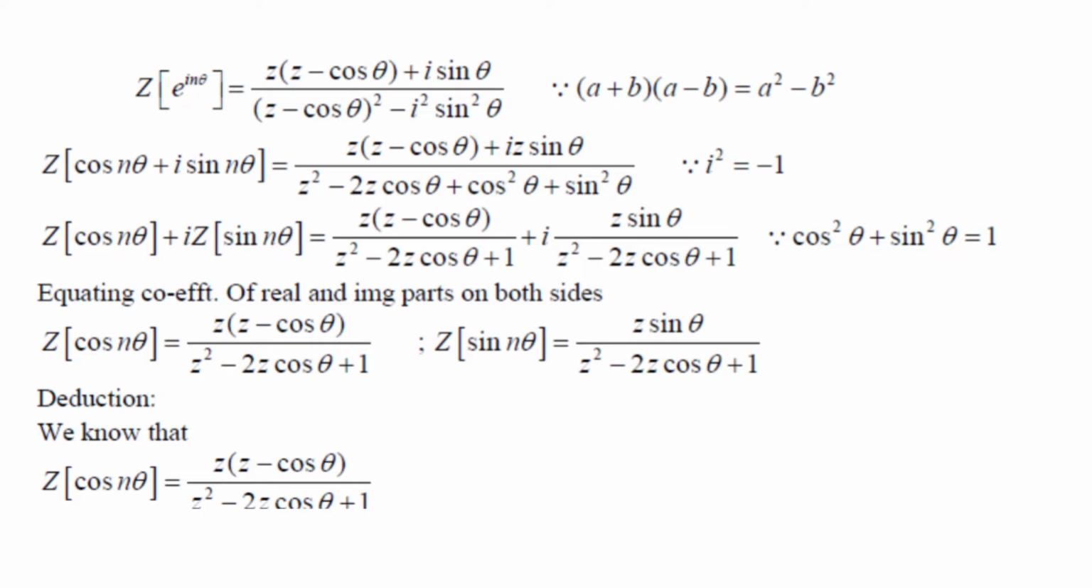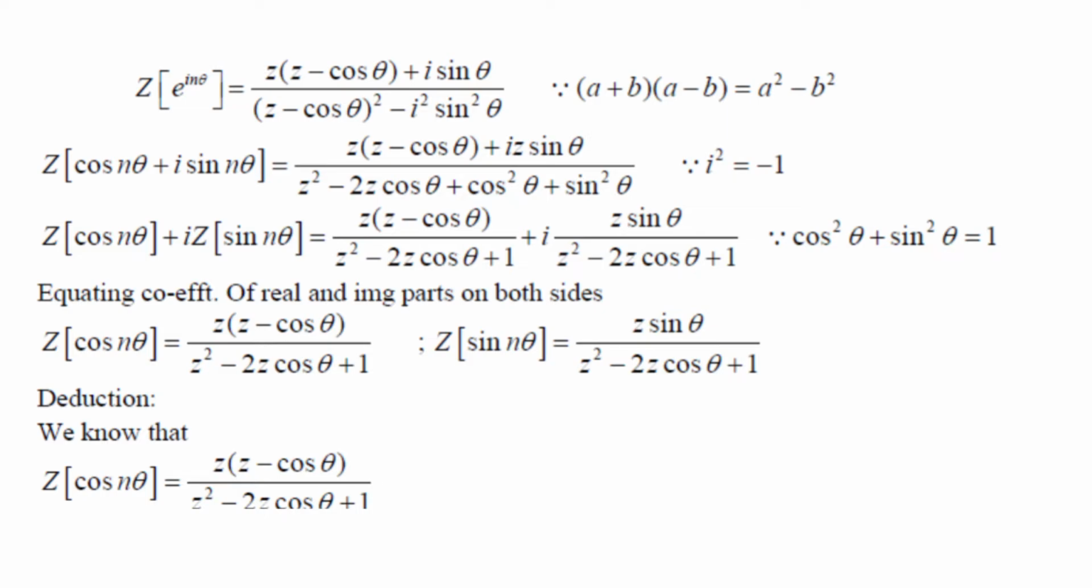So equating the real and imaginary parts, we get the value: Z of cos n theta equal to z into z minus cos theta by z square minus 2z cos theta plus 1, and Z of sin n theta equal to z sin theta by z square minus 2z cos theta plus 1.